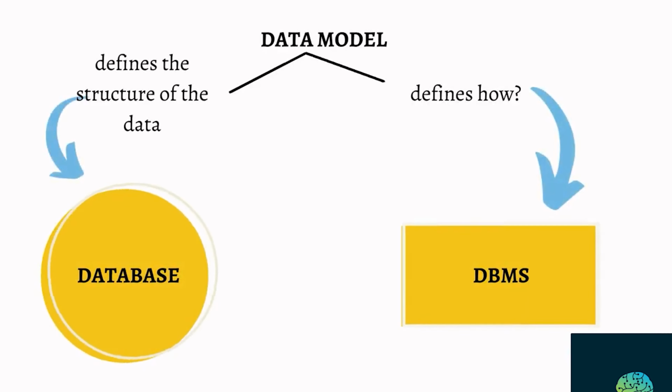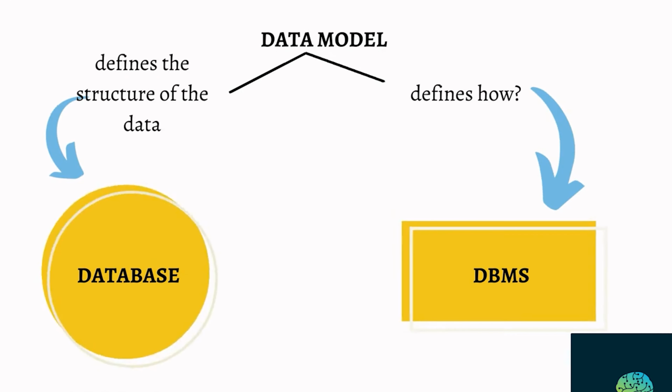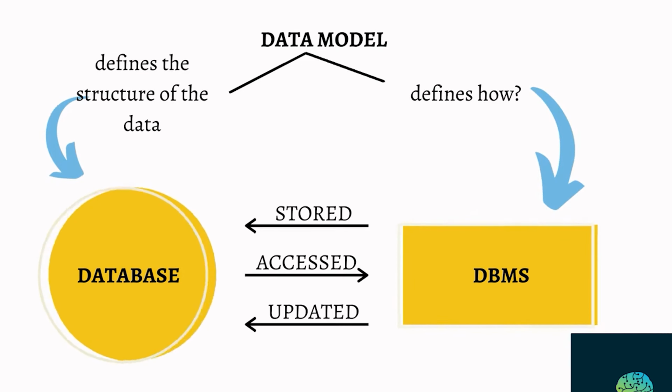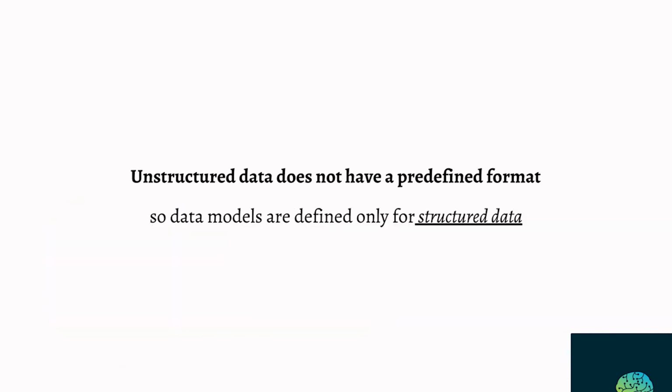Now the data model defines the structure of the data, but it also defines how the DBMS will manage the data in the database. That is, how will the data be stored, accessed or updated. Unstructured data does not have a predefined format, so data models are defined only for structured data.